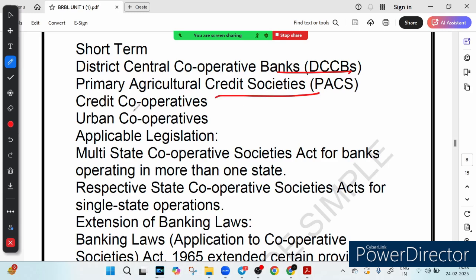And then we have something called credit cooperatives, right? These are essentially lending cooperatives that serve various communities, urban and rural. So now the question is, how do these cooperative banks work under the law?